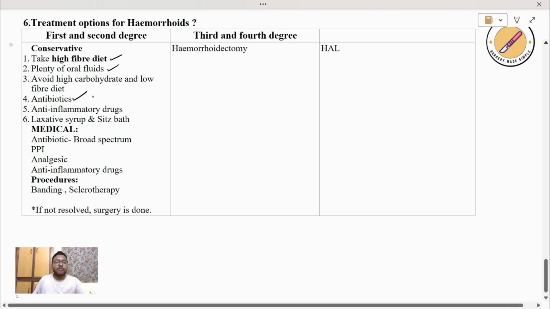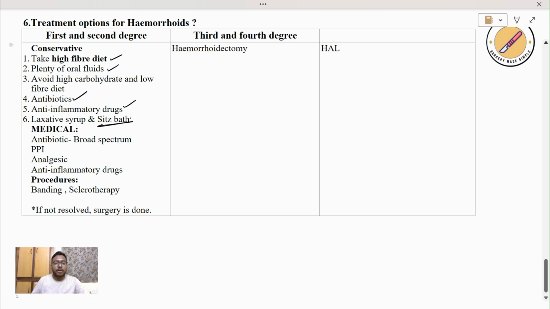We will usually give prophylactic antibiotics, anti-inflammatory drugs, and to soften the stool, we will give laxative syrup. And the most important thing is sitz bath. We ask the patient to sit in a tub of lukewarm water for around 10 to 15 minutes, BD or TID, for around 5 to 7 days. Sitz bath is very important for all the bottom cases: fissure, fistula, hemorrhoids.